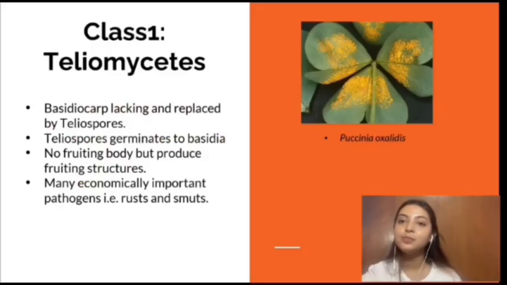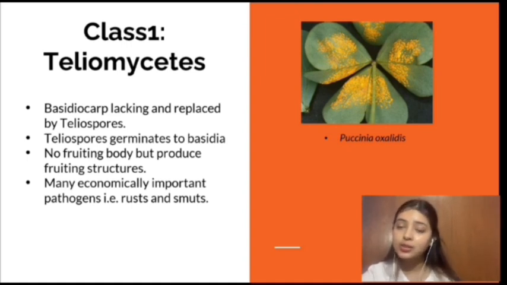Class 1, Teleomycetes. Teleomycetes is a class of the Basidiomycetes fungi that do not produce basidiocarps. That means if there are no basidiocarps, there are no basidiospores. So, instead of basidiocarps, teleospores are produced, and these teleospores ultimately germinate into the basidia. It consists of the most important pathogens such as smuts, rusts, etc.